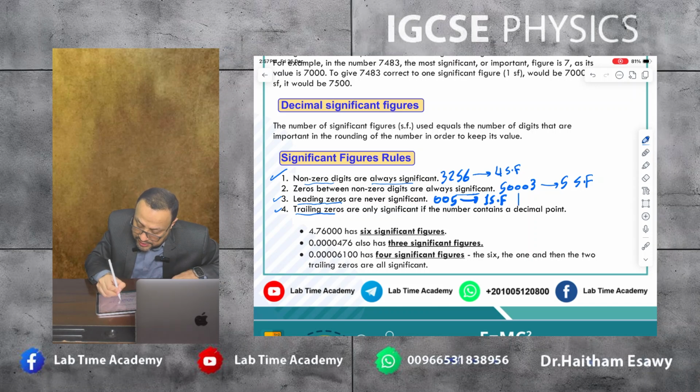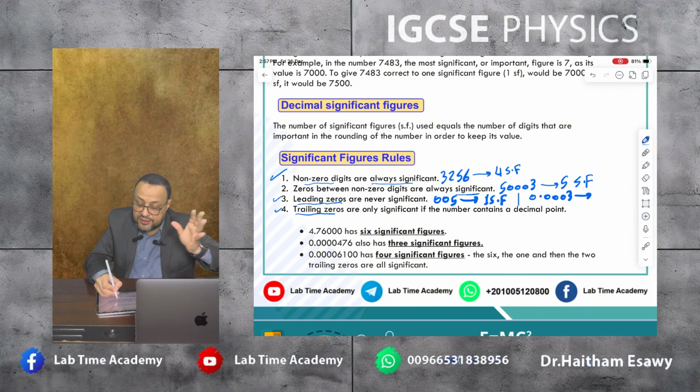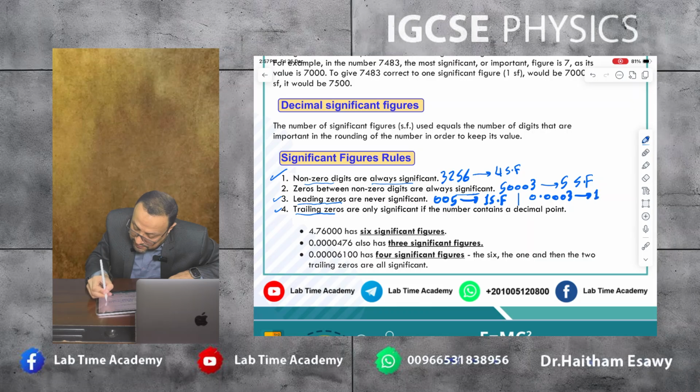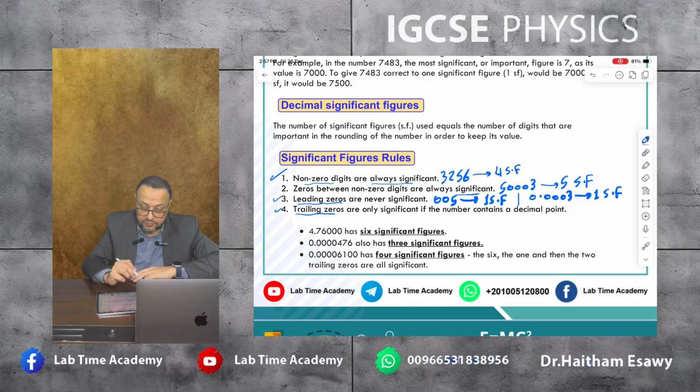Let me give you another example. If we have 0.0003, how many significant figures? Here we have a decimal, no problem. Also, you will not count the zeros on the left, even if there is a decimal or not. So here also we have 1 SF, 1 significant figure.